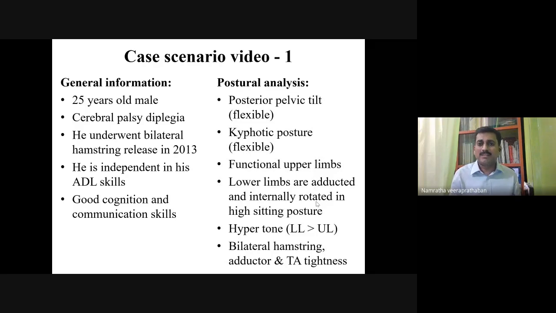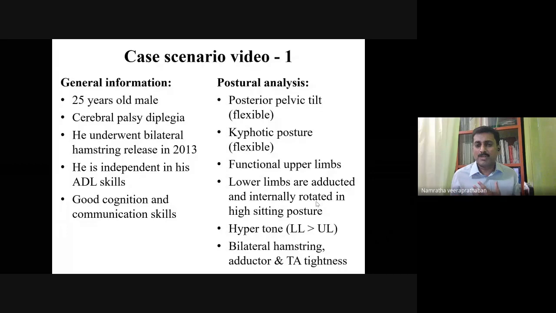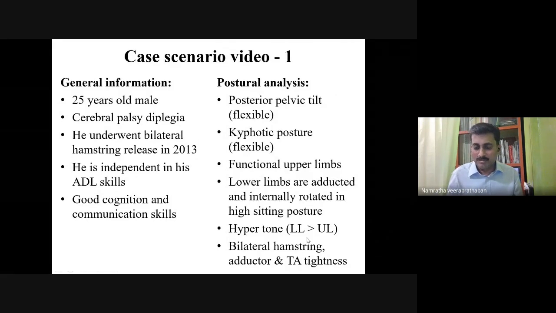His pelvis was tilted posteriorly, and he is having a kyphotic spine, which is flexible, and he is having functional upper limbs. His lower limbs are adducted and internally rotated, and he is having hypertonia. Lower limbs are more than upper limbs, and he is having bilateral hamstring, rudder, and TA tightness. So this is our postural analysis from the assessment. So he is sitting in an asymmetrical posture. We have seen in the previous slide what is symmetrical posture, which means now he is totally sitting in asymmetrical posture.